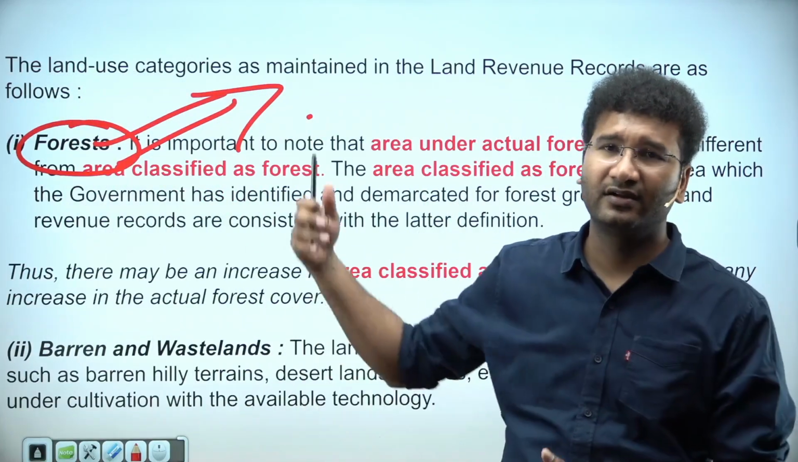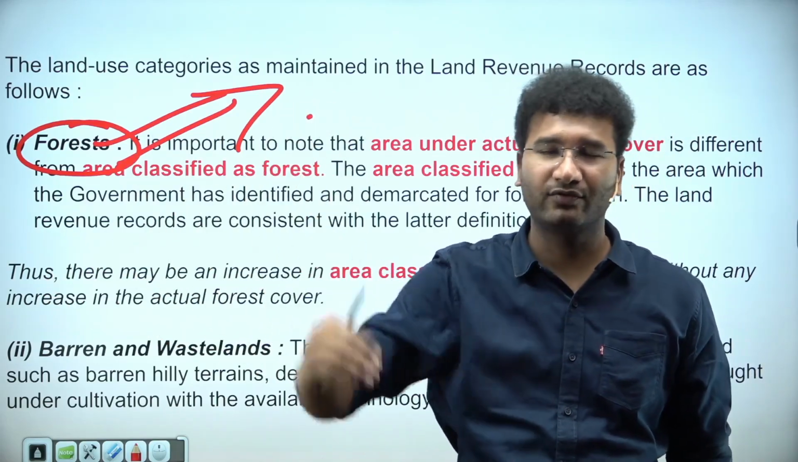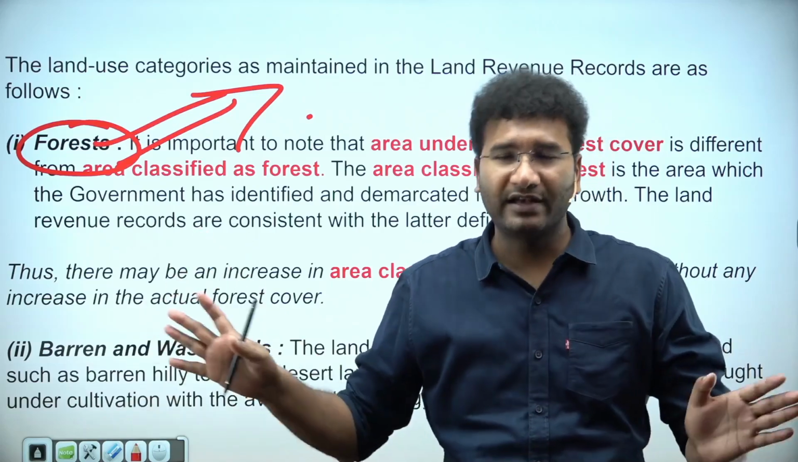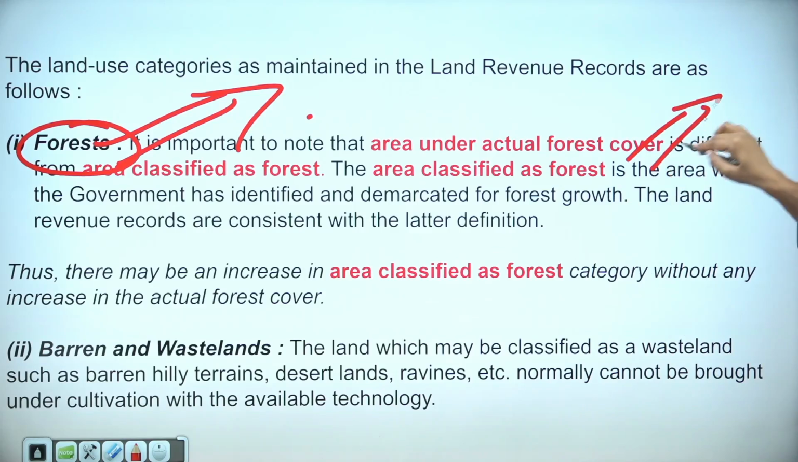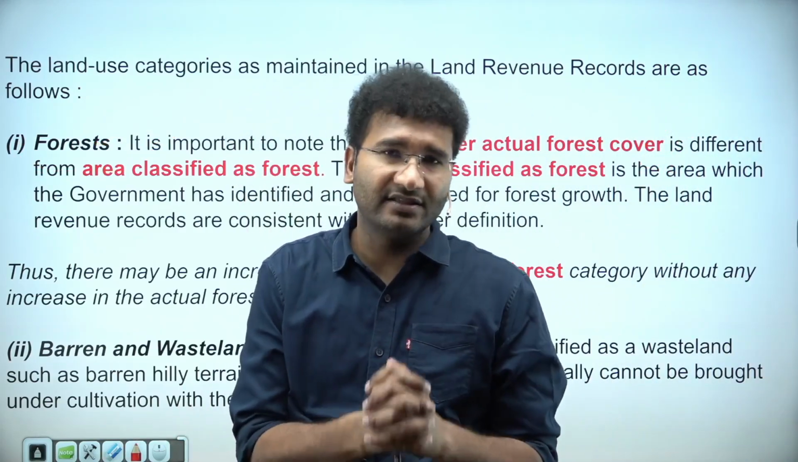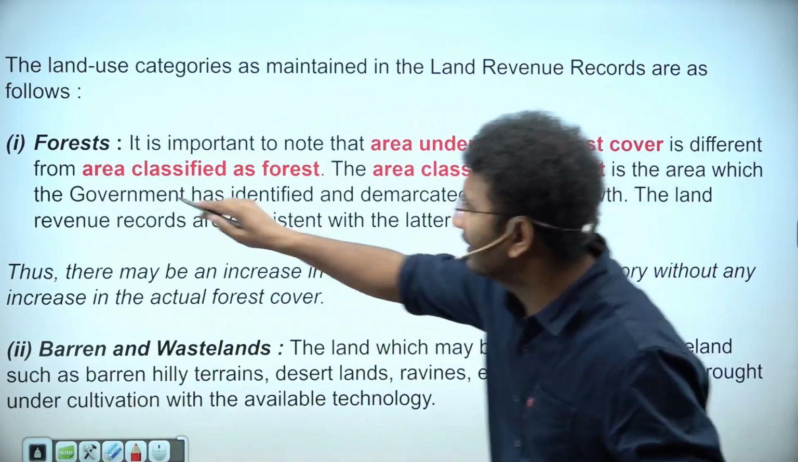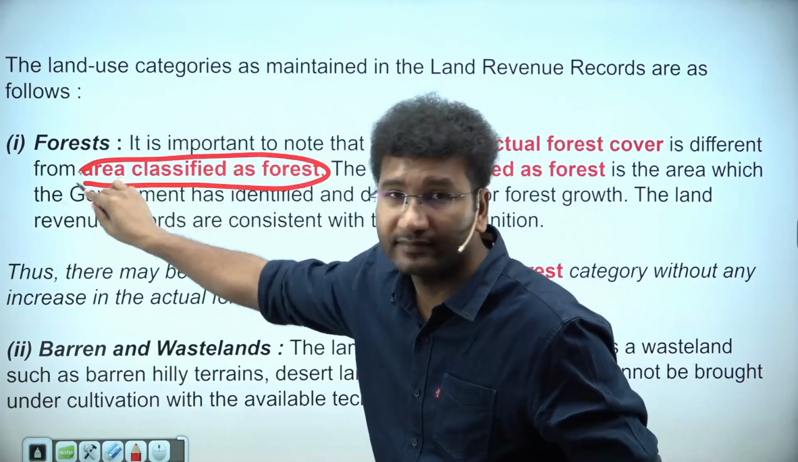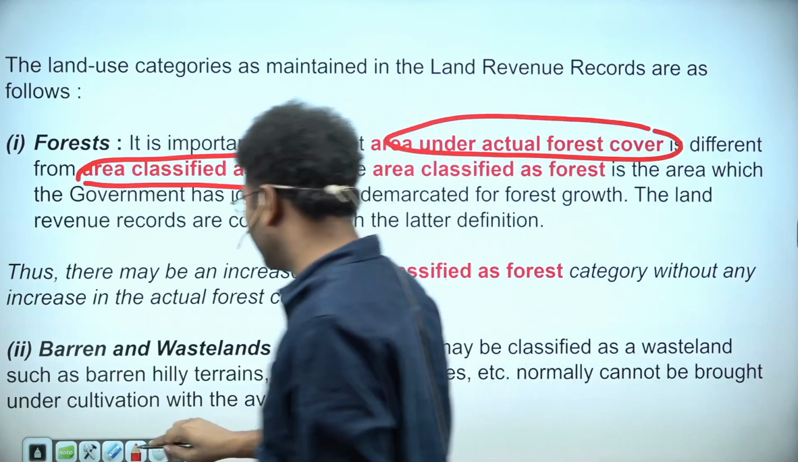Forest is any area with a tree cover of 10% or more with a height of 2 meters in 1 hectare of area, that is called a forest. This is the definition. The area under actual forest cover is different from the area classified as a forest. See here, please try to understand this term. The area under actual forest is different from the area classified as a forest. There are two different things.